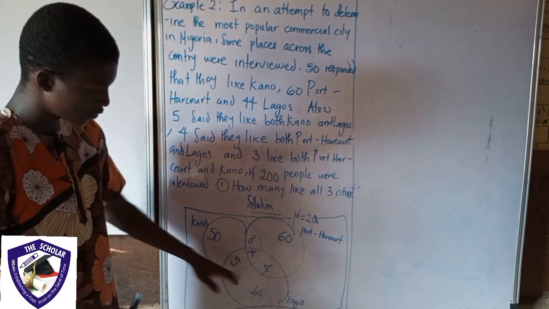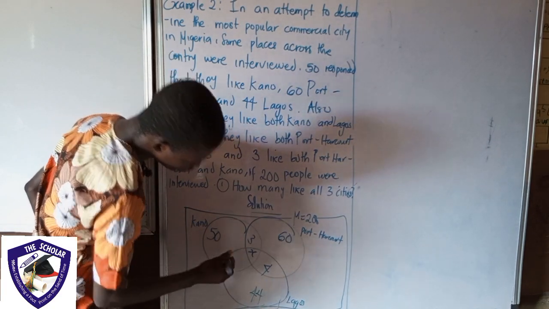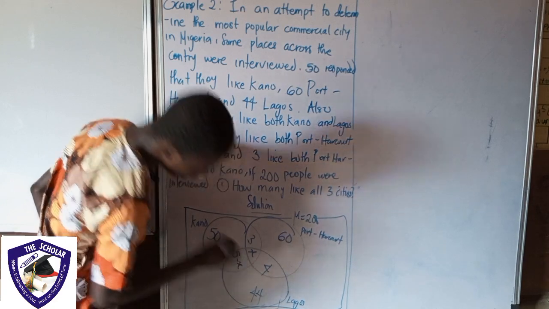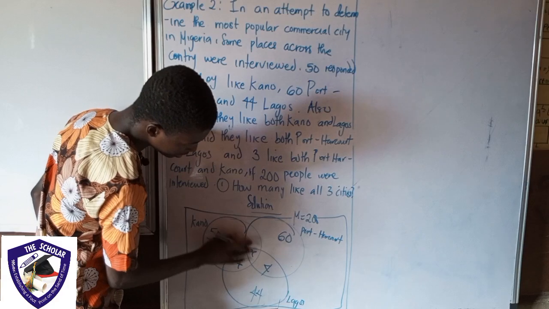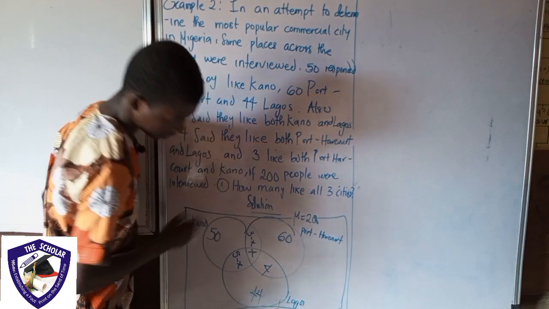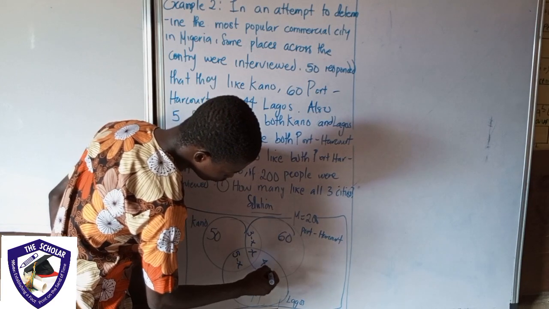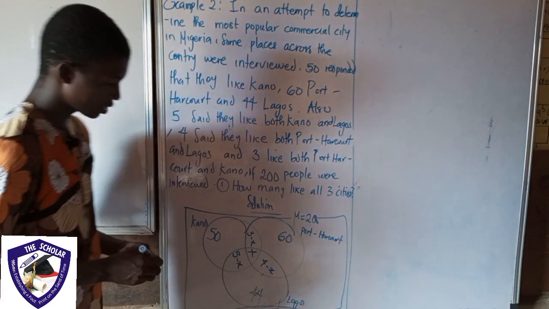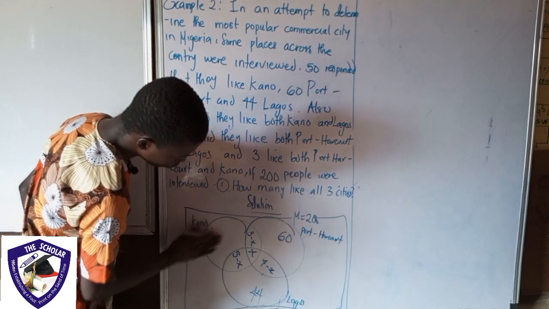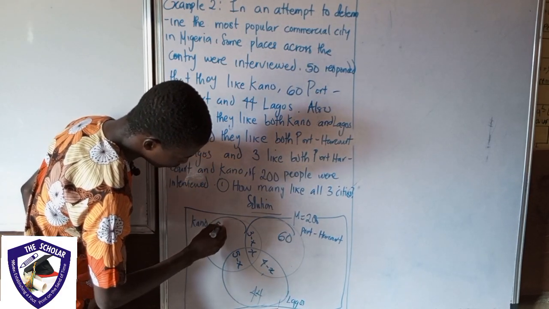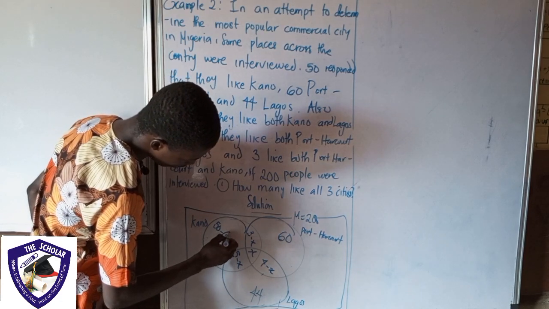And to do that, for this first 5 here, all we need to do is to subtract X from 5. So here we have 5 minus X. Then the next thing we do, for 3, we subtract X. So we have 3 minus X. Here for 4, what we do is to subtract X from 4. So we have 4 minus X. And likewise for Kano only, all we need to do is to take our 50. So we have 50 minus, then we add all this together.